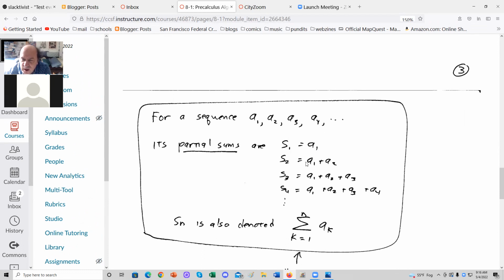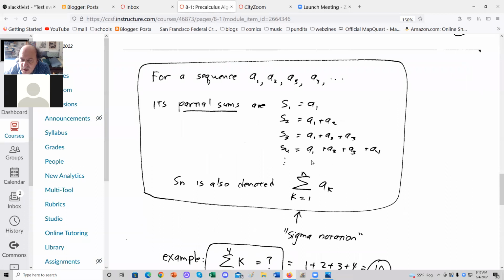Now, if you have a sequence, then you can create what are called its partial sums. A1 is S1, sum 1. A1 plus A2 is S2. A1 plus A2 plus A3 is S3. A1 plus A2 plus A3 plus A4 is S4, and so on. So you can take sums of finite parts of the sequence.